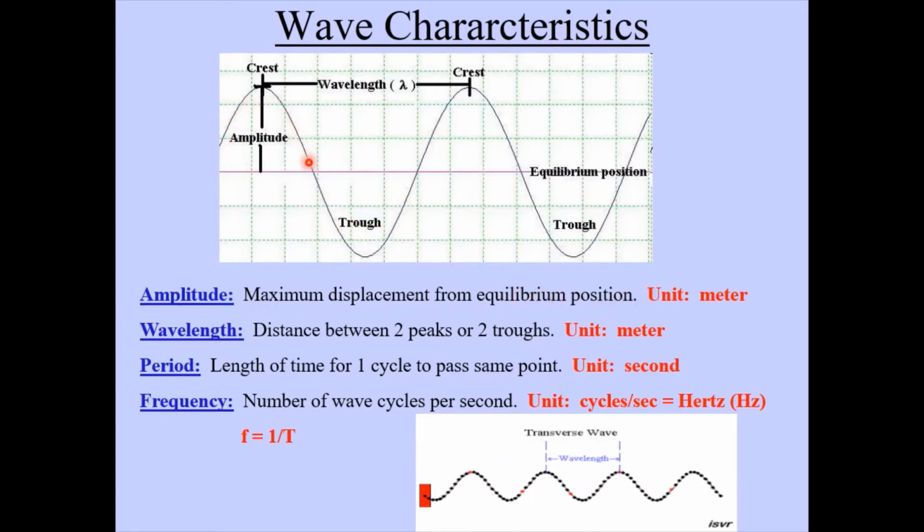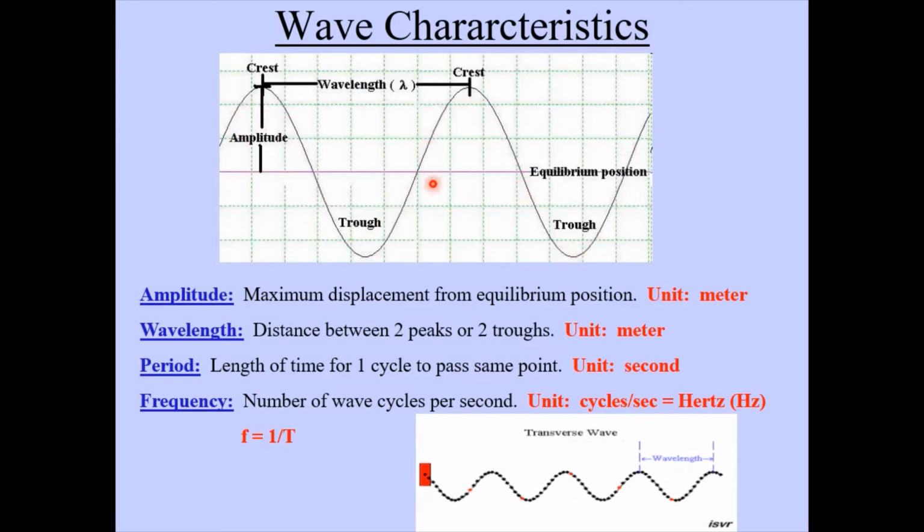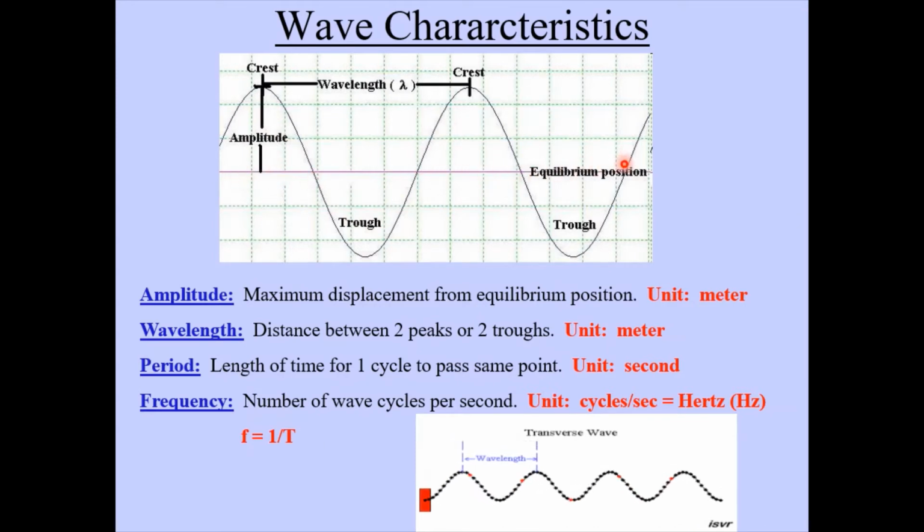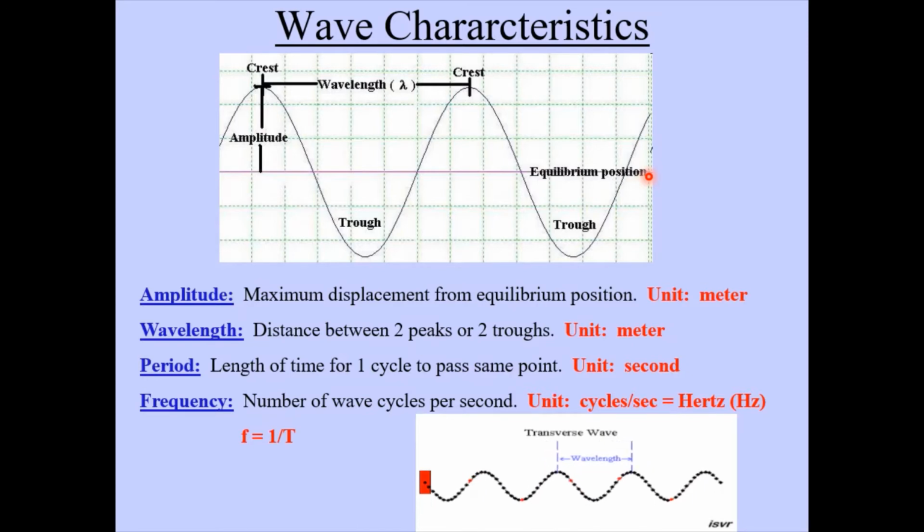So if this is a picture or a snapshot of a rope that has waves traveling on it, this is the equilibrium position here, which would be the rope held tight, where it's not vibrating at all. So the amplitude is measured from the equilibrium position up to the top of this crest here. Or we could likewise measure it from here down to the trough for this particular wave. But wherever there's a maximum distance from equilibrium up to the top or bottom of a wave, that is the amplitude, and that is measured in meters.